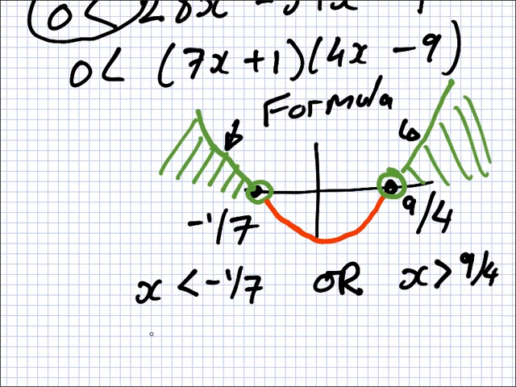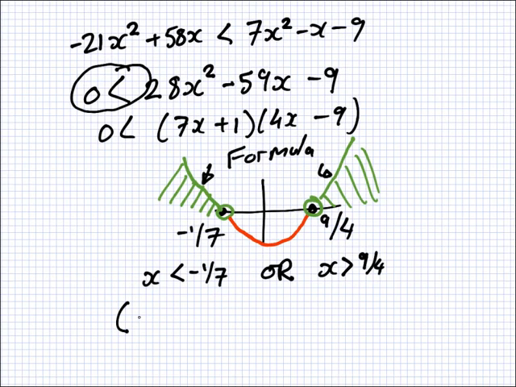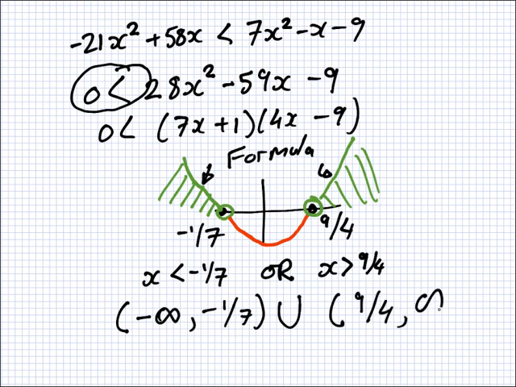How would I write this in set notation? Bracket. What's first? Minus infinity, comma, minus 1 over 7, close, or well, open. Union. 9 over 4, comma, positive infinity. So that's giving the answer in set notation.